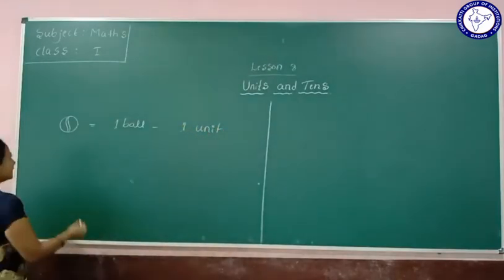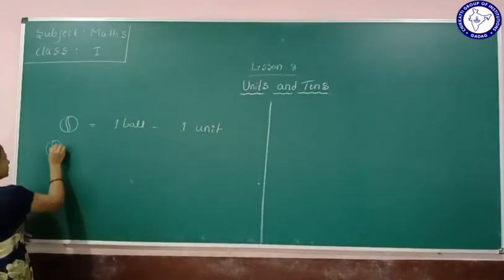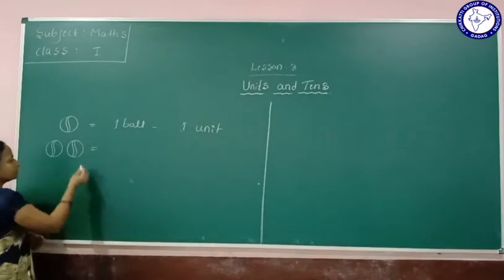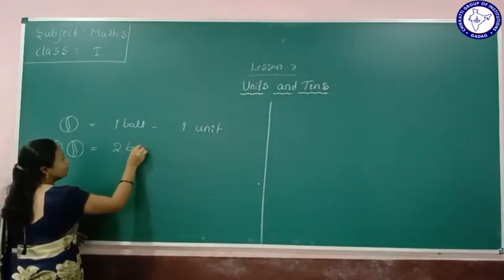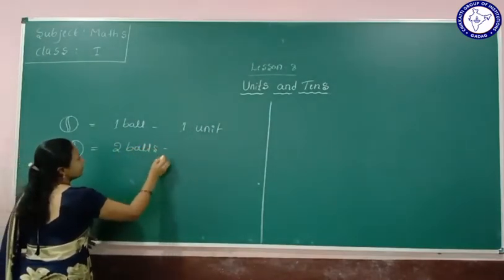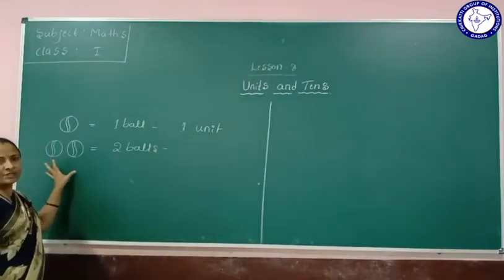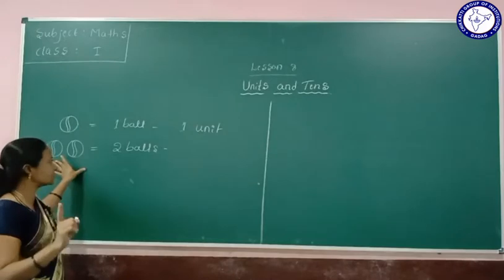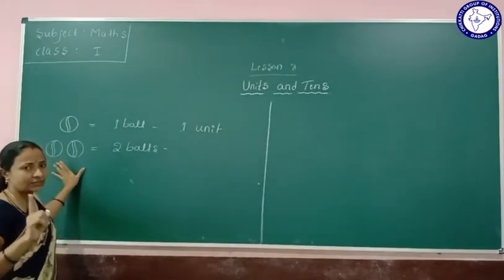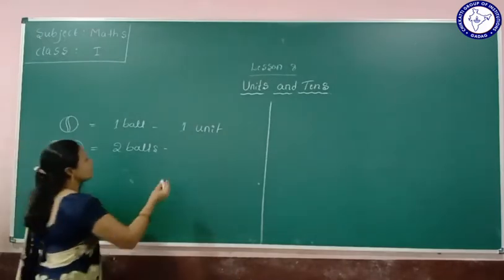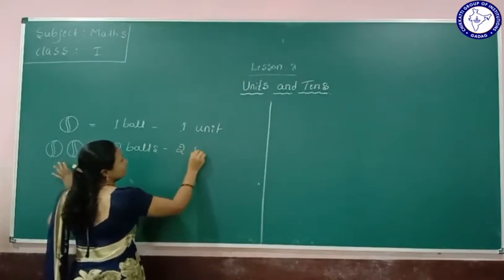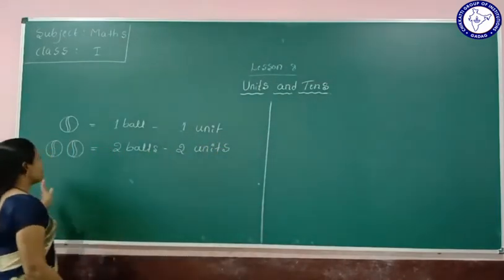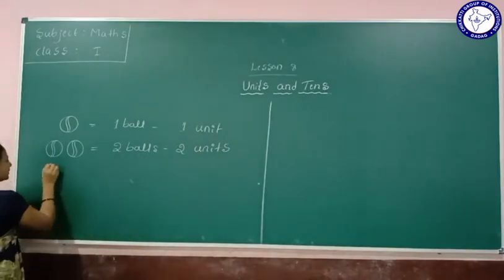Okay. Like here I'll take 2 balls. Okay. So 2 balls we can consider here, I'll write here 2 balls. So in 2 balls, what can we understand here? The 2 units, each object we can consider as 1 unit. Okay. So we can say here the 2 units. Yes. So next one, I'll take 3 balls.